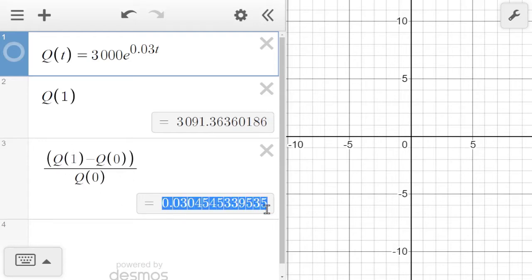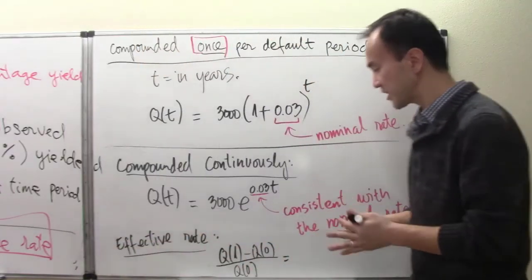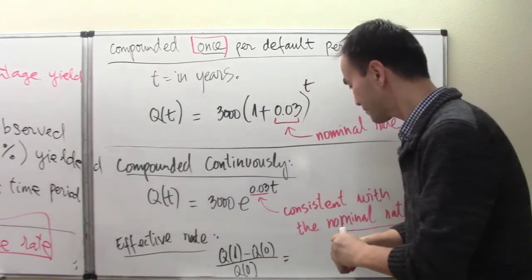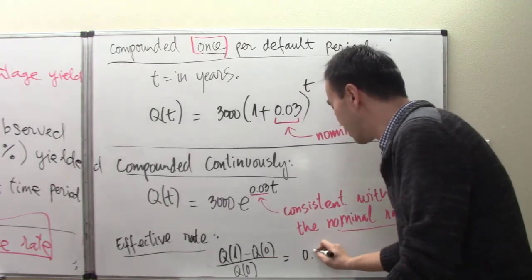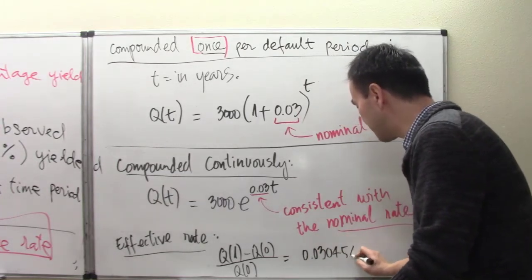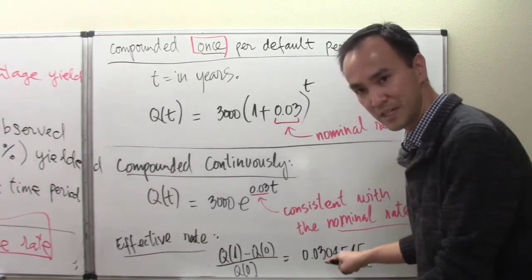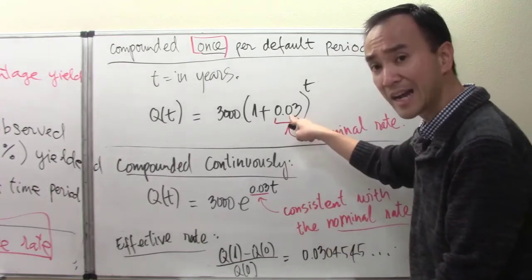Earlier I called this the percentage yield, because if I'm writing that in percentage, it's 3.04545, and now it has a new name. More generally, it's called an effective rate. This is an effective rate. With that effective rate I showed being 0.03045, and a lot longer, clearly it was already higher than the nominal rate.